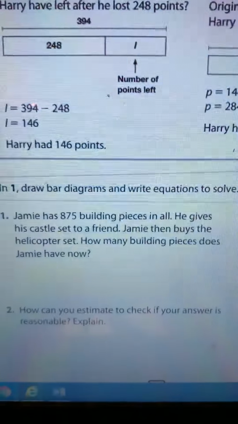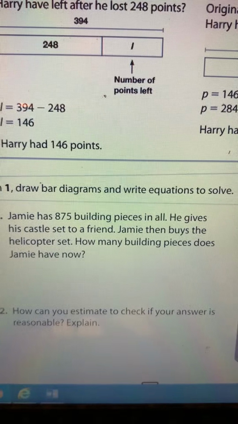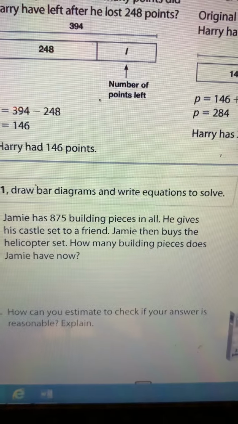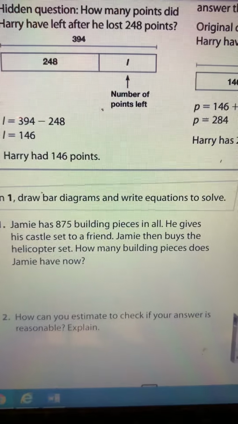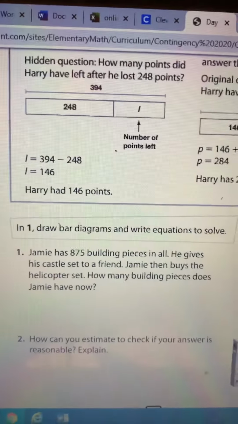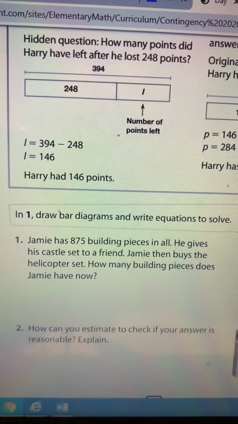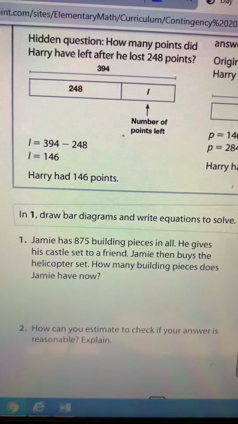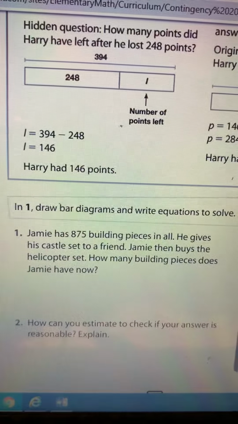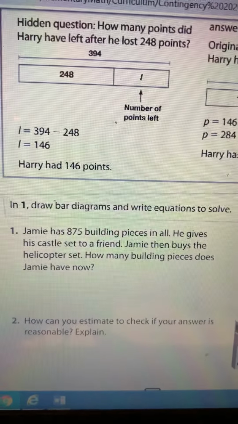All right, now I'm going to go ahead and read the next sentence. The next sentence says, he gives his castle set to a friend. Well, let's look at that sentence. What does that mean, he gives his castle set to a friend? Well, if I'm giving something away, that means that I no longer have it. So I'm going to subtract. I'm going to take away from what I already have because I don't have it anymore.